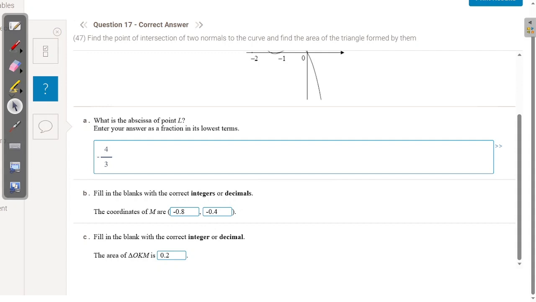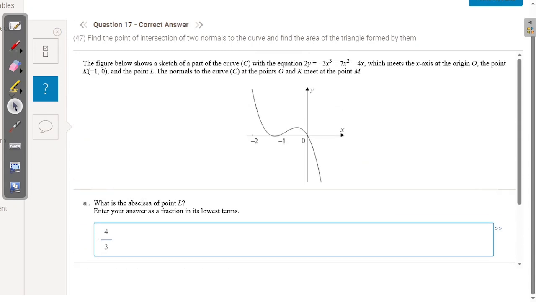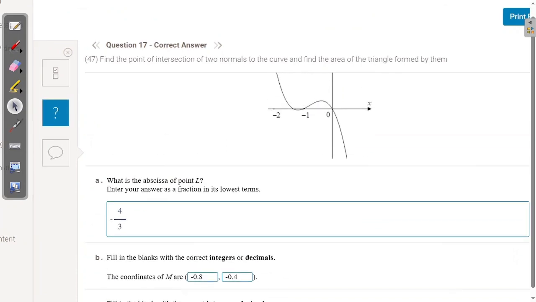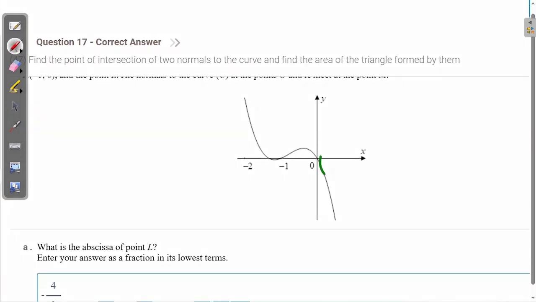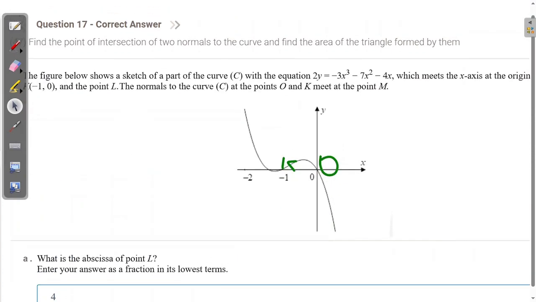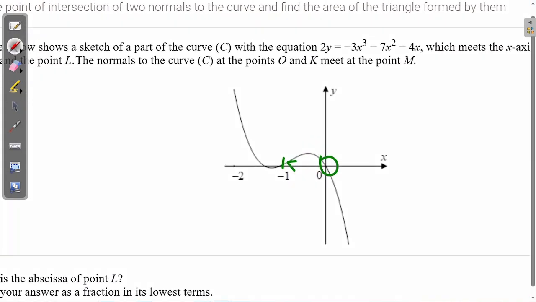Okay, and we got that correct. Now the area of OKM. Let's imagine where OKM is. This is O, this is K, and where's M? M is negative 0.8, negative 0.4, so it's going to be somewhere around here. This is M. It's going to be down there. Okay, for the area, what do you do? You do half base times height.